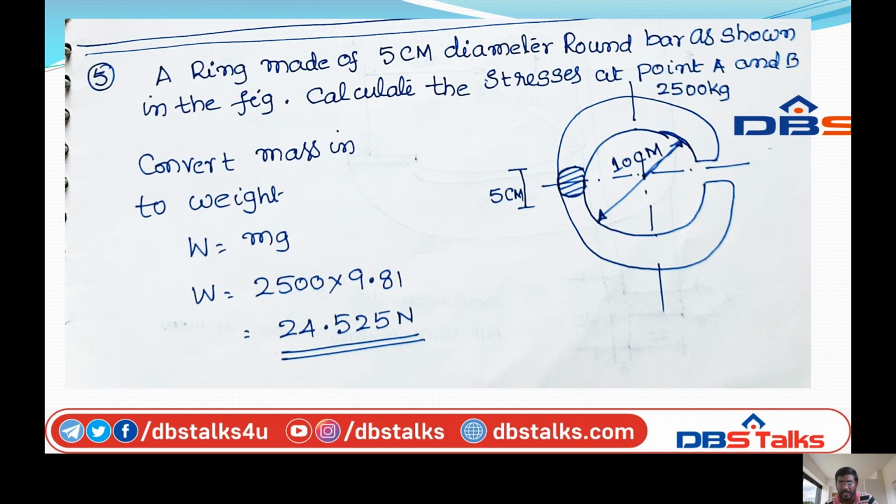The circular cross section dia is 5 centimeters. So the inner radius is 100 mm, 10 centimeters. So load weight W equal to 2500 kgs. The kgs will be converted into newtons. So W is equal to mg, weight is equal to mass into gravitational acceleration. So weight W is equal to 2400 into 9.81. So we can calculate the weight W is equal to 24.525 newtons.